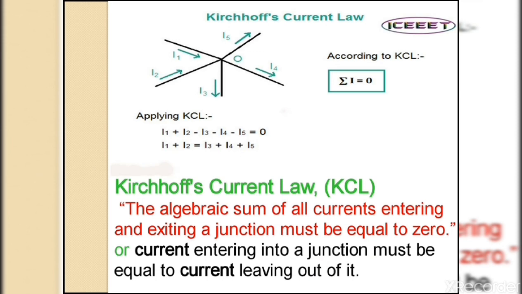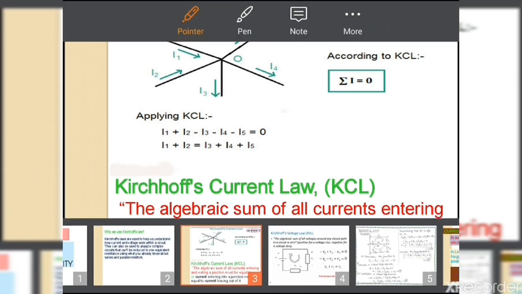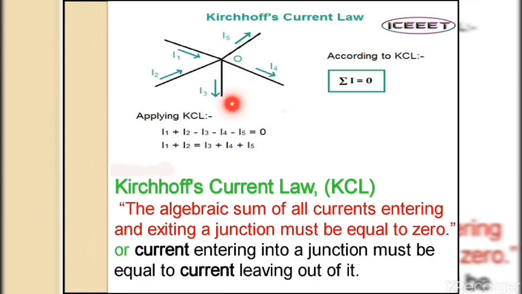That is, the current entering the junction must be equal to the current leaving the junction. Here consider a junction O, where 5 currents meet at this point. I1, I2 are entering the junction, and I3, I4, I5, these 3 currents, are leaving the junction. According to the law, the sum of the currents entering, I1 plus I2, is equal to the sum of the currents leaving, I3 plus I4 plus I5. Otherwise, we can write that the algebraic sum of the currents is equal to 0.